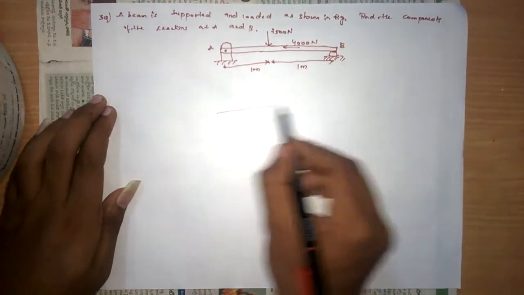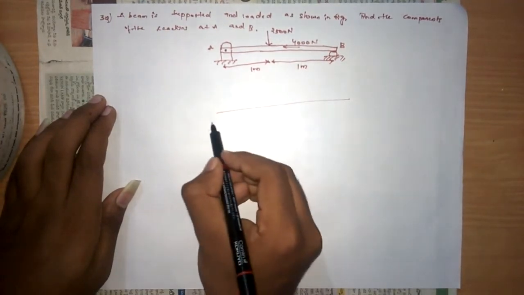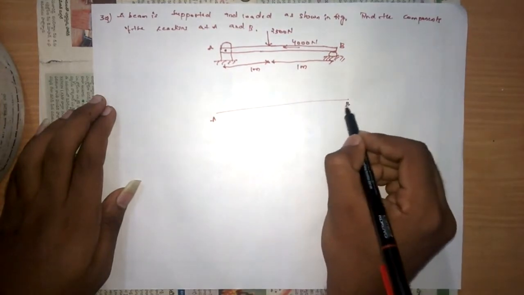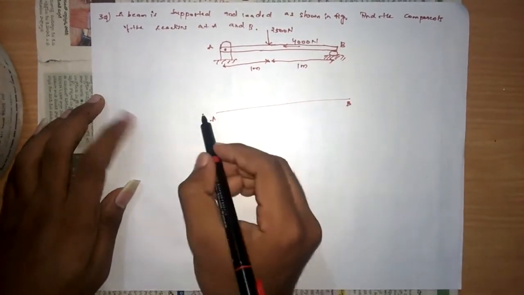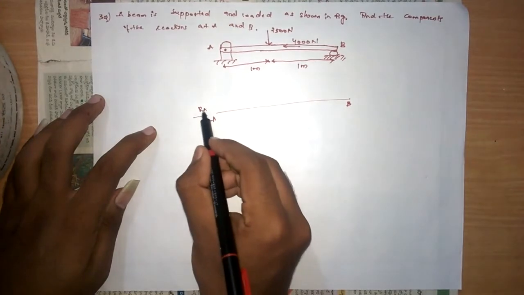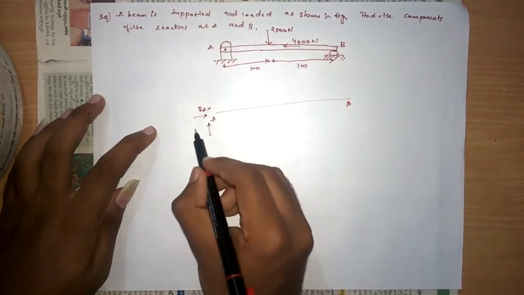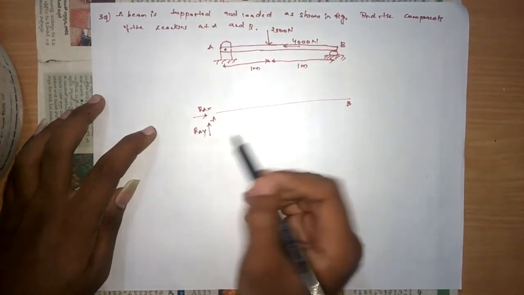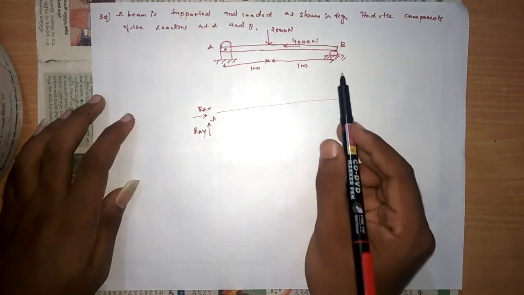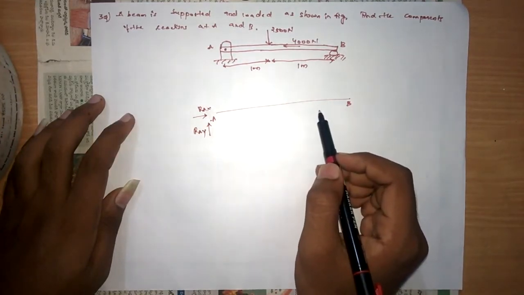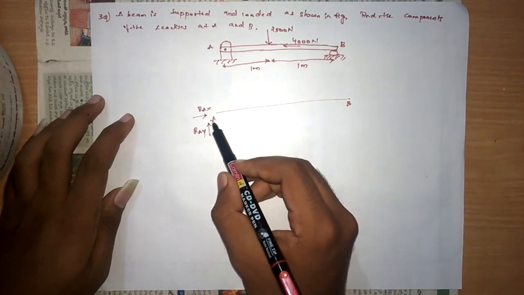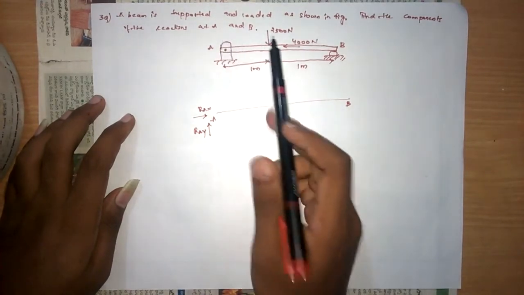Okay, this is the beam. Here is the point A and this is the point B. Here we will have two reactions: one is RAX in the x direction and RAY in the y direction. And there is a roller support. At first, we already know that A is hinged. We are asked to find the reactions at A and B.